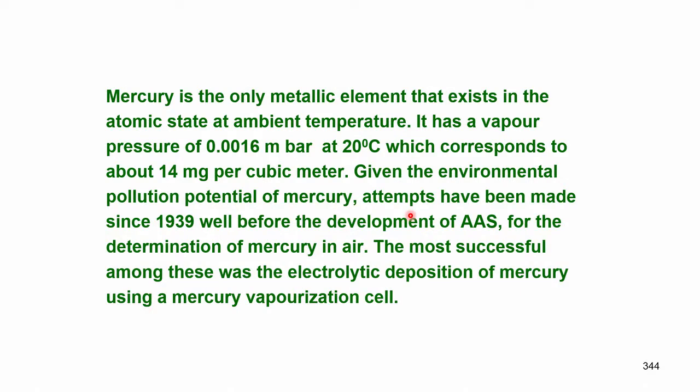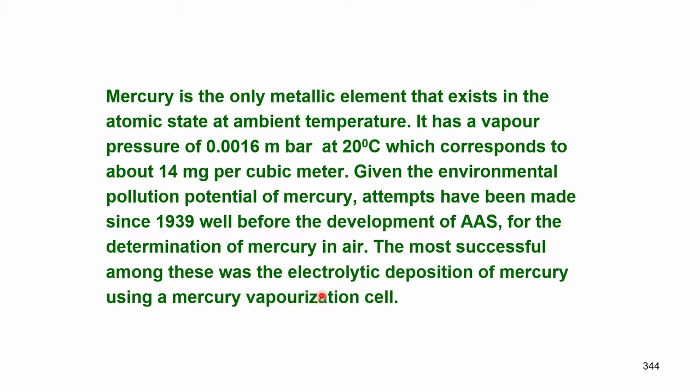So, given the environmental pollution potential, attempts have been made since 1939, well before the development of AAS, for the determination of mercury. In fact, the determination of mercury was achieved up to 0.13 ppm in 1913 itself by the same vapor technique. So, the most successful among these was electrolytic deposition of mercury using a mercury vaporization cell.